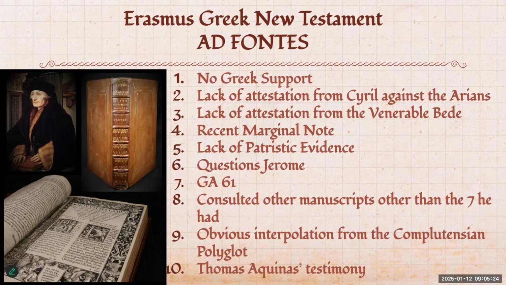Lack of patristic evidence. This was interesting. So what Erasmus was saying was no one before Jerome is using it. And he goes back to Cyril. No one contemporary with Jerome is using it. And no one after Jerome is using the comma. Now, when I say no one after Jerome is using the comma, I don't mean for all time. His time frame seems to be anything before Jerome. He looked for anything before Jerome.